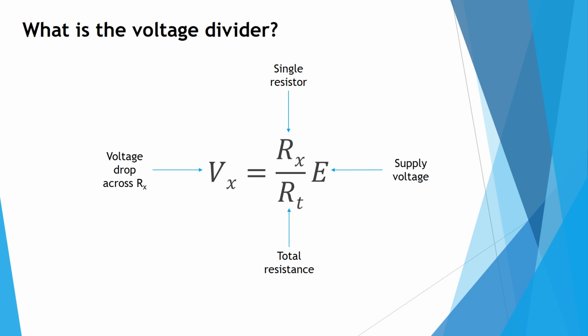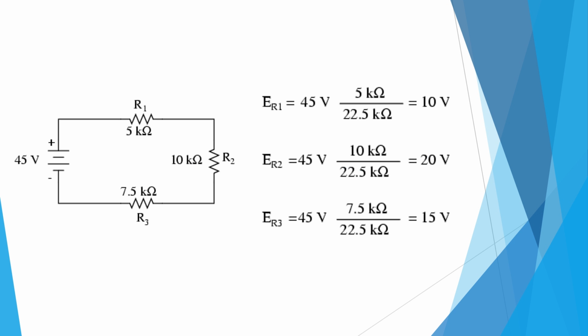Now that you have your value for the total resistance, you can find the voltage drop across any resistor in your circuit by just using the simple formula, where the voltage drop across a resistor is equal to the value of that resistor divided by the total resistance, all multiplied by the source voltage.